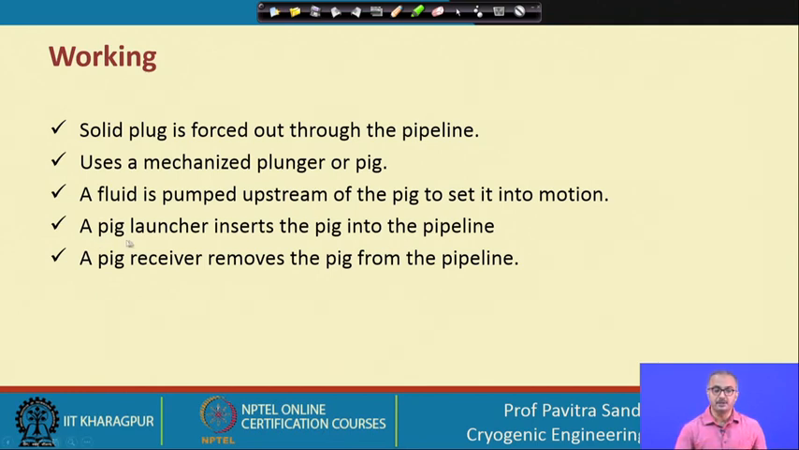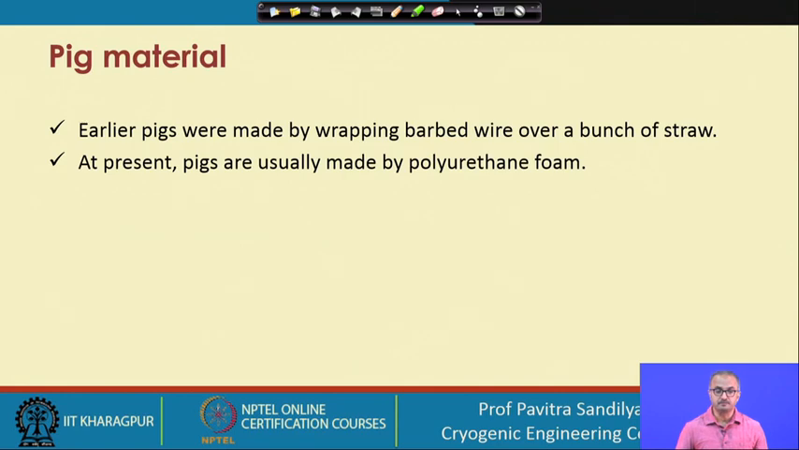And then there is a pig launcher which inserts the pig into the pipeline, and similarly on one end we have the launcher, and on the other end of the pipeline we have a pig receiver which removes the pig from the pipeline. So that is how the whole operation of pigging is done.